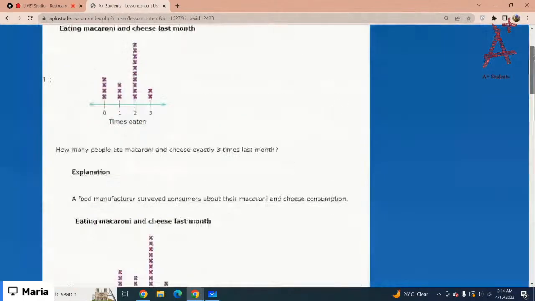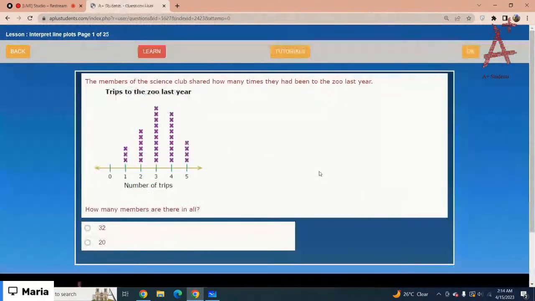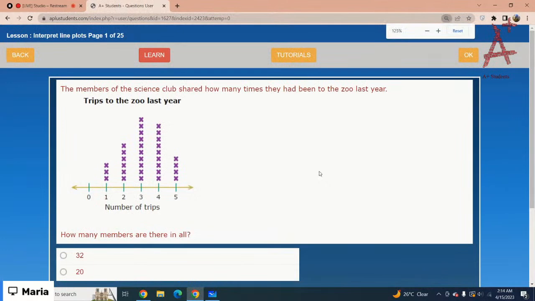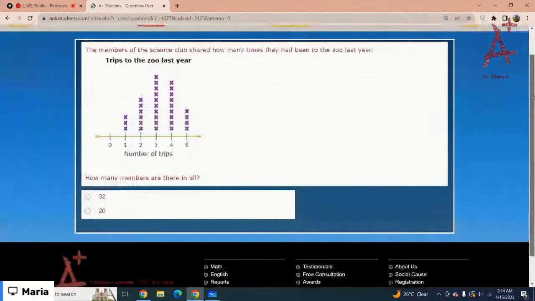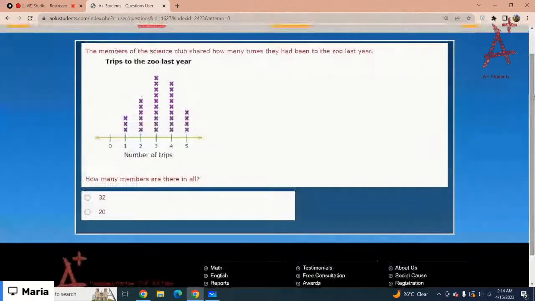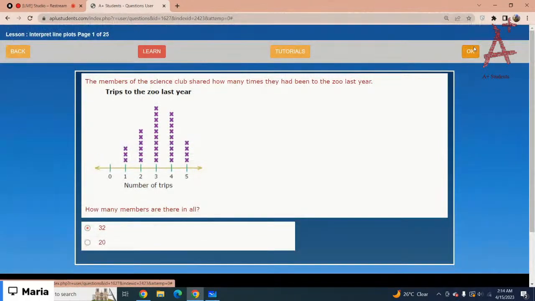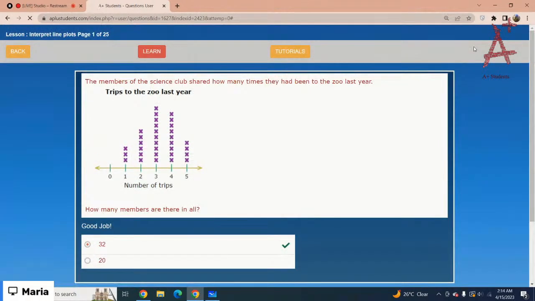Okay, let's just start with the test questions. The members of the science club shared how many times they had been to the zoo last year. Got it? That's the one we did in the tutorial, I think. So here is the number of trips to the zoo last year. How many members are there in all? I think that would be 32, because I calculated the members. So I remember that would be 32. Got it? Let's see. Yes, they are 32.